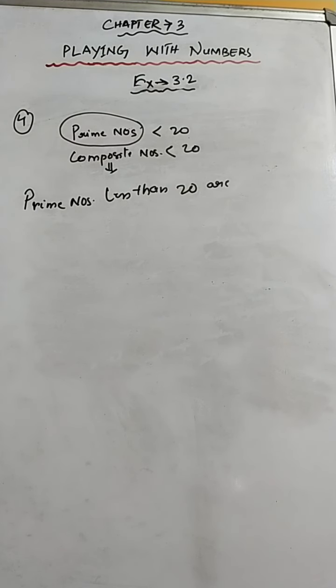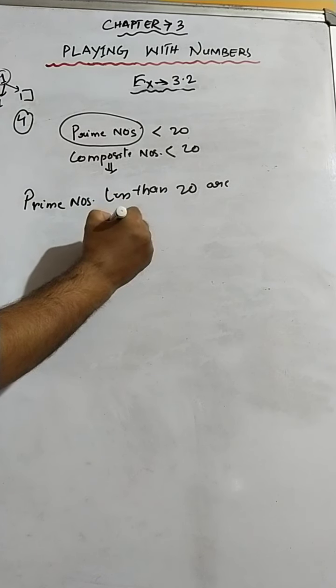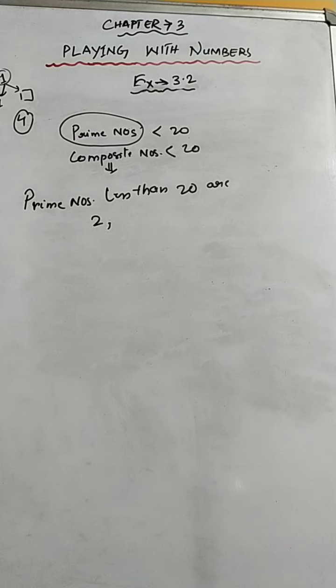And what are those 2 numbers? 1 and itself. 1 is only divisible by 1, so it is not carrying the second factor, isn't it? So that is the reason it is not a prime number. So where will we start the prime numbers from? 2. 2 is a prime number because 2 is divisible by 1 and by itself. So the first prime number is 2.